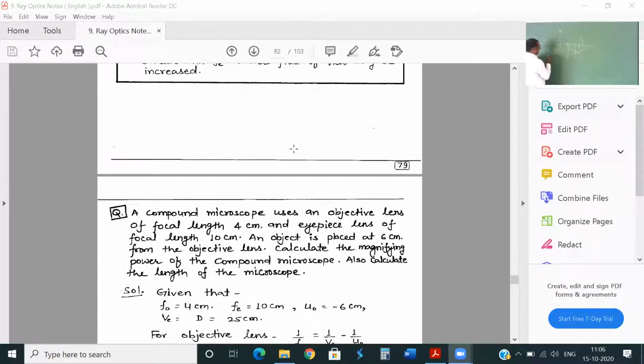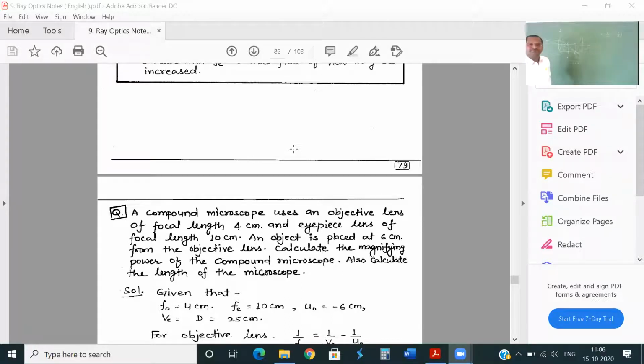This is U naught, object distance. This is V naught, image distance for this lens. And this is UE, the object distance for the eyepiece. And this is VE, capital D, this distance of distinct vision, the image for the lens. Now, the total magnification formula is V naught by U naught into 1 plus D by FE. This is the formula.